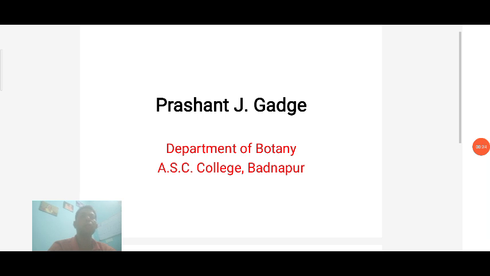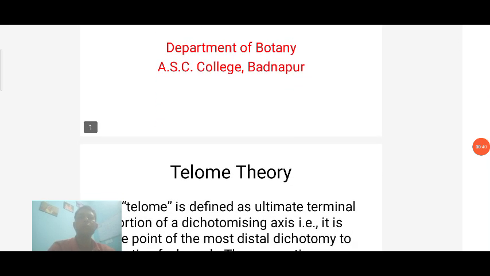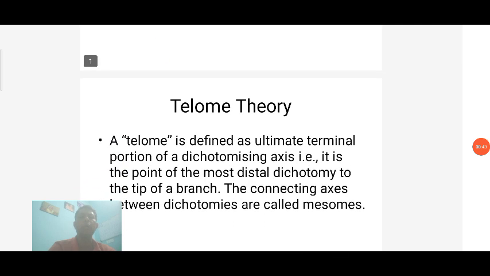Now what is a telome? As we know, a telome is defined as the ultimate terminal portion of a dichotomizing axis. That is, it is the point of the most distal dichotomy to the tip of the branch. As we look towards the tip of the branch, or the most developing part of the branch, we can say there will be a presence of a dichotomizing axis, and this particular point has the structures that we call a telome.